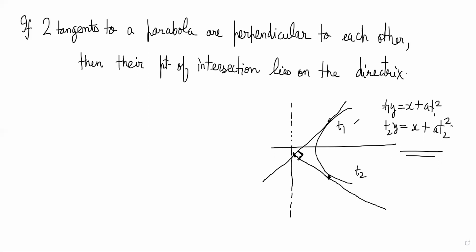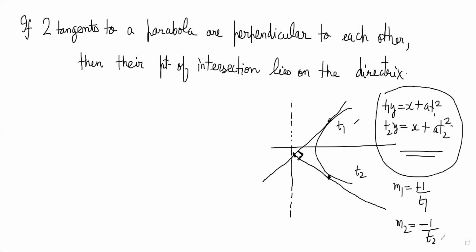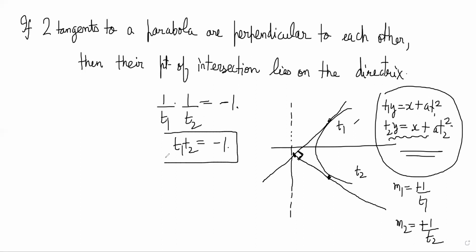Then from these two equations, you know that the slope of first tangent is plus 1 by T1. Slope of second tangent is plus 1 by T2, right? Slope of the tangent is 1 by T1 and 1 by T2, right? So since the tangents are perpendicular, we know 1 by T1 into 1 by T2 is equal to minus 1, right? We know T1 T2 must be equal to minus 1.